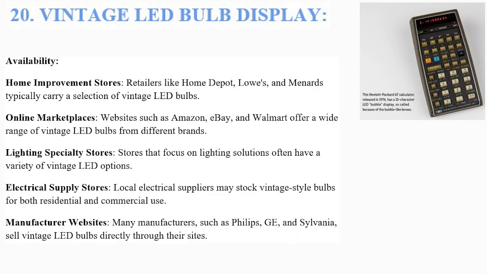Availability. Home improvement stores, retailers like Home Depot, Lowe's, Menards typically carry a selection of vintage LED bulbs. Online marketplaces such as Amazon, eBay, Walmart offer a wide range of vintage LED bulbs from different brands. Lighting specialist stores focusing on lighting solutions often have a variety of vintage LED options.